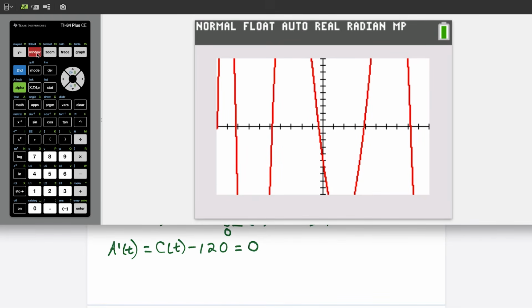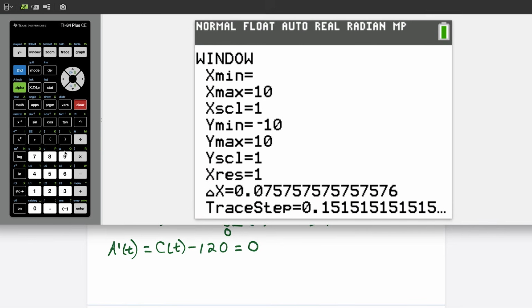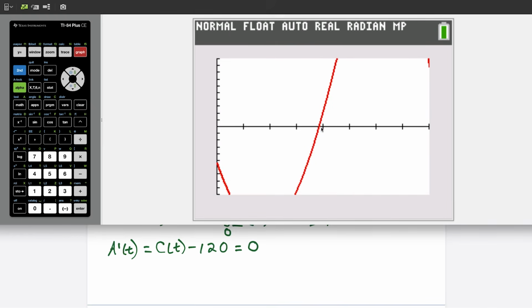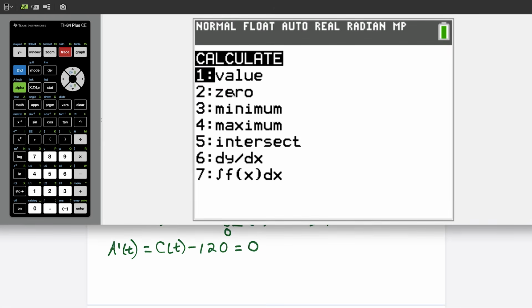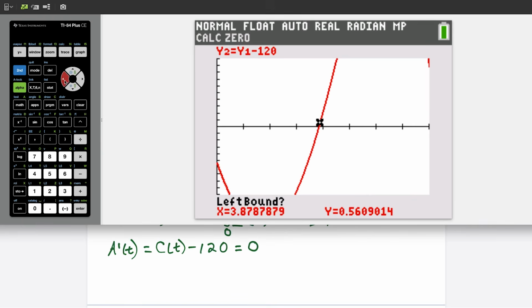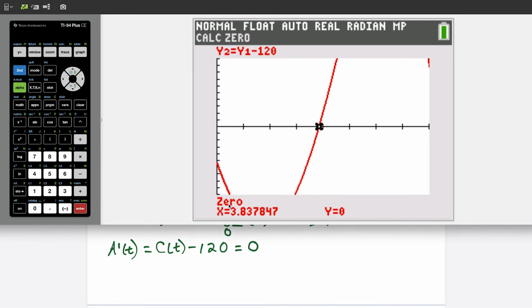I only care about what's happening from 0 to 8. So I'm going to change my x minimum to 0 and my x maximum to 8. And now I press graph and notice here that I have exactly one root between 0 and 8. So I'm going to press second trace and then 0. So I'm tracing the 0. I go a little bit before the root on the left. I press enter. I go a little to the right after the root. I press enter again. And then I press enter a third time. And here's the solution to A prime of t equals 0.